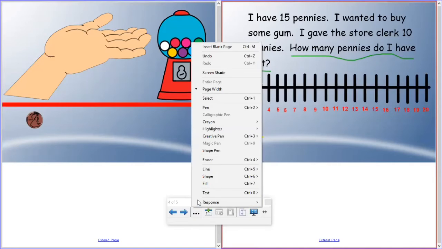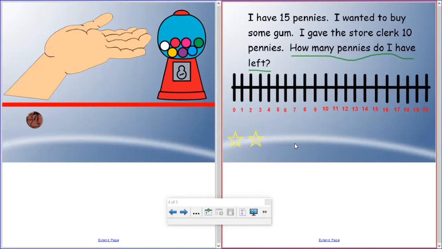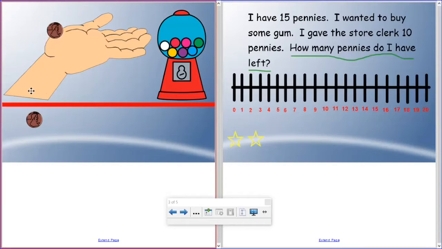Now we're ready to act out the problem. I have 15 pennies. So I'm going to put 15 pennies in this hand. 1, 2, 3, 4, 5. I'm putting them in a straight line so it's easier to count.